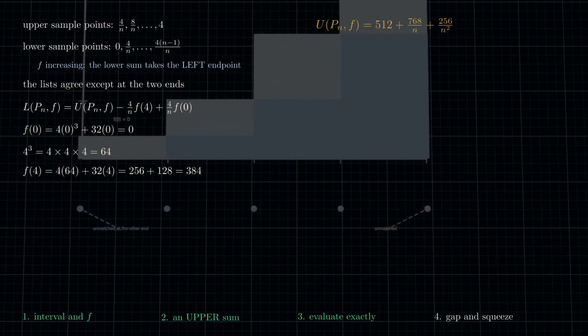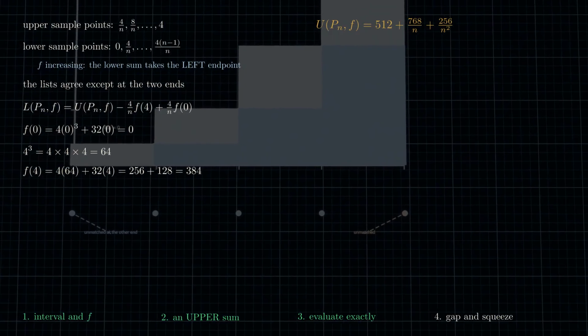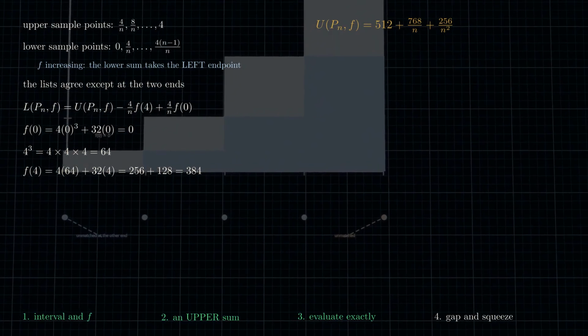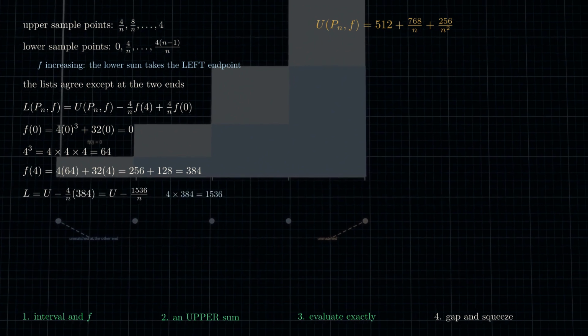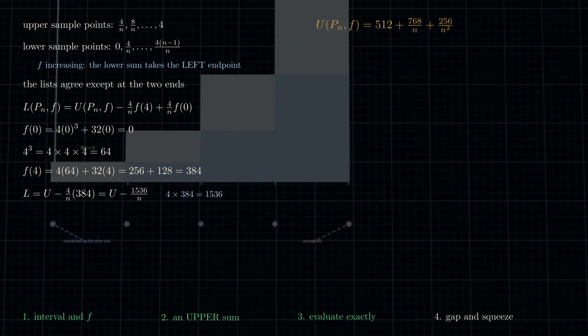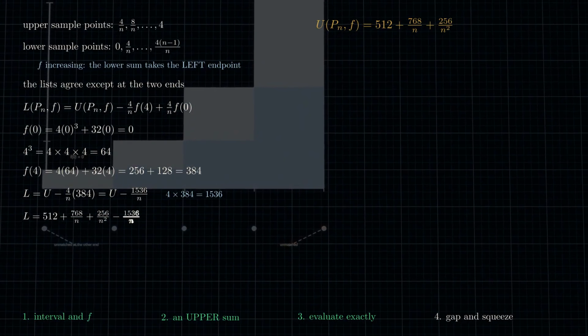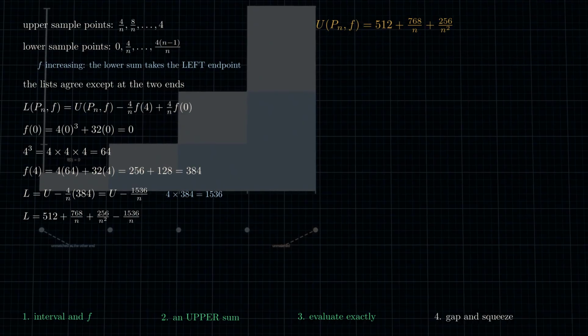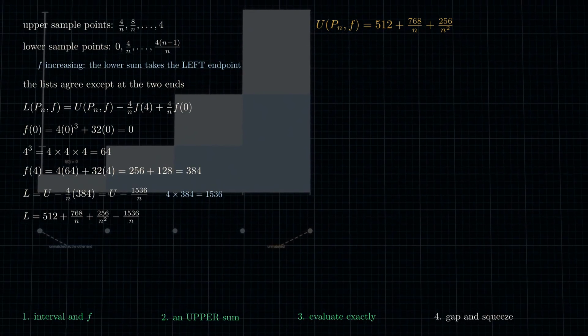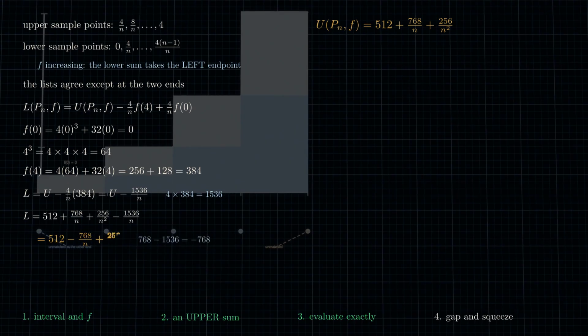F of 4 is 4 times 64 plus 32 times 4, 384. So, subtract 4 over n times that, 1,536 over n, turning plus 768 over n into minus 768 over n. The lower sum is 512 minus 768 over n, plus 256 over n squared.